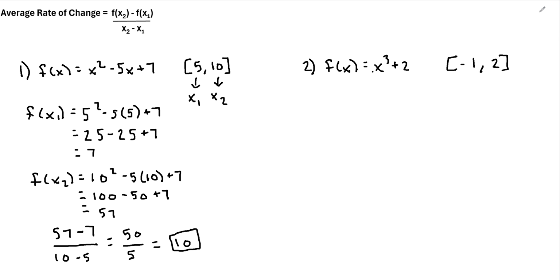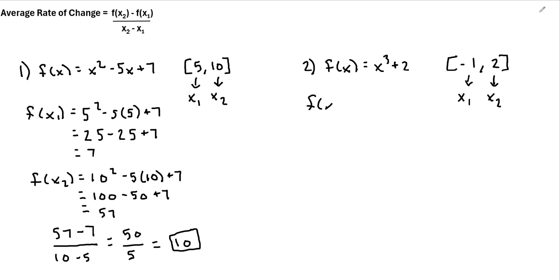So let's take a look at our second example. We have f of x equals x cubed plus 2. We want to find the average rate of change of this function over the x interval -1 to 2. So again, in this example, this is our first x, and this value of 2 is our second x. So we'll do the same process. We'll plug in each of these values into this formula and see what we get.